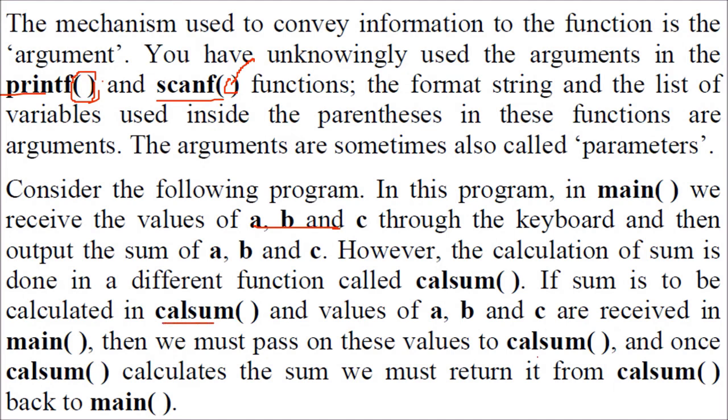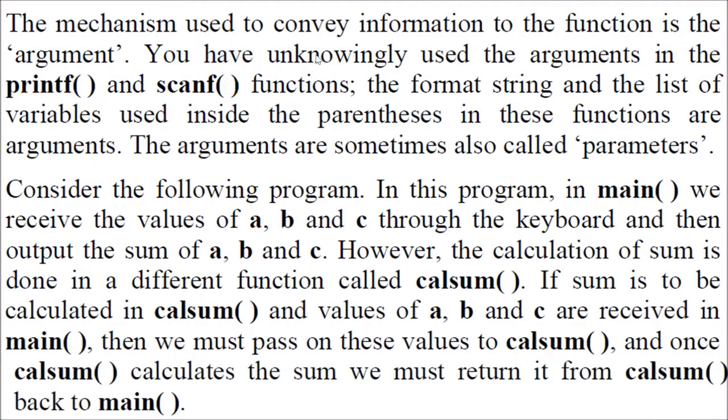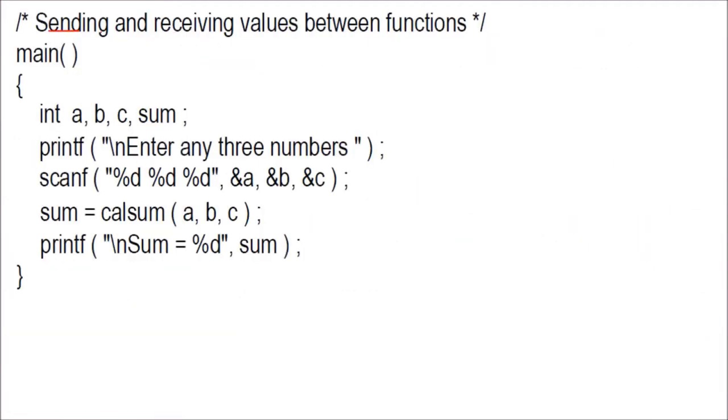So this A, B, C can be passed in this function, and the sum can be returned. How? See, I'm just writing a program. This is sending and receiving the values between functions. So we have A, B, C. We take these values in A, B, C from the user. We pass them to cal sum. A and B and C are called, meaning passed, and now this is being assigned to sum, and we print the sum.